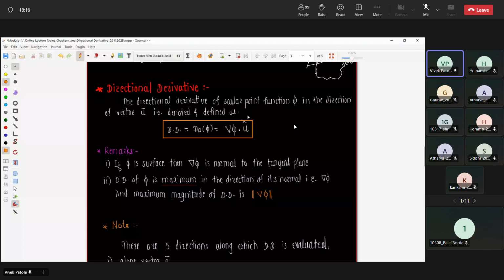The directional derivative is the derivative of the scalar point function in any given direction u bar. Okay, in the direction of the vector u bar. The direction of the vector u bar will be what? U upon norm of u. U upon norm of u means unit vector, no?